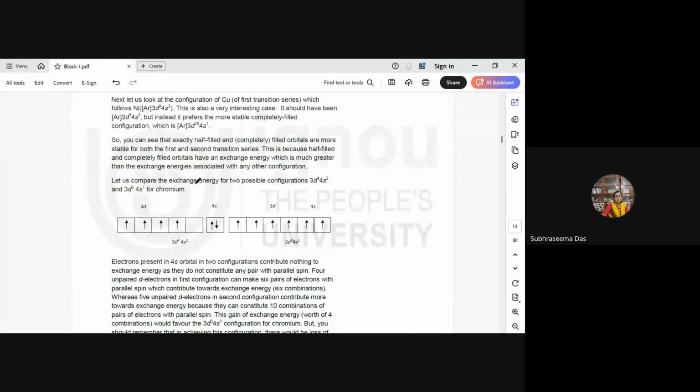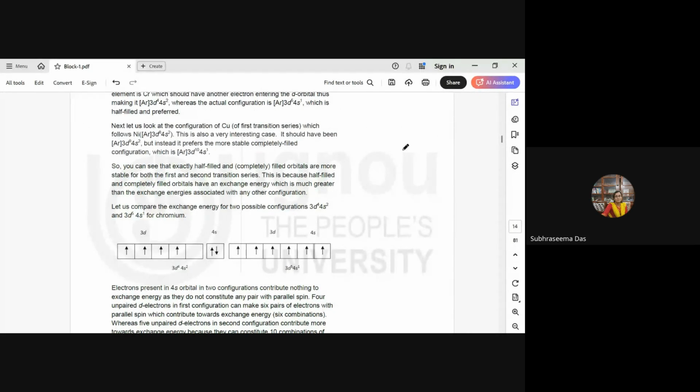Now, if we look into the configuration of copper: copper is element 29 and comes from the first transition series. Before copper, nickel is present. The electronic configuration of nickel is argon 3d8 4s2. For copper, it should have been 3d9 4s2, but the actual representation of copper is 3d10 4s1. Now why this representation? Why is it preferred?